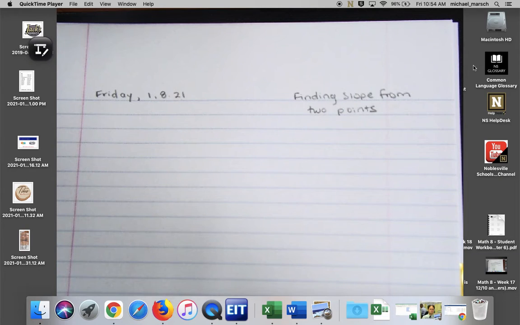We are recording now. We're going to be doing finding slope from 2 points. So you've basically been doing this either with 2 points on a table or 2 points on a graph. Now I'm just giving you the ordered pairs and a method to find the slope from those ordered pairs. The reason we need colored pencils is because we're going to color code things. So you need 2 colors. I'm going to use green and blue.